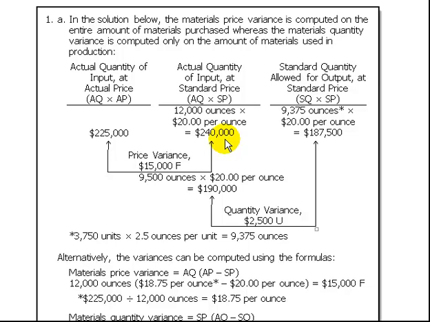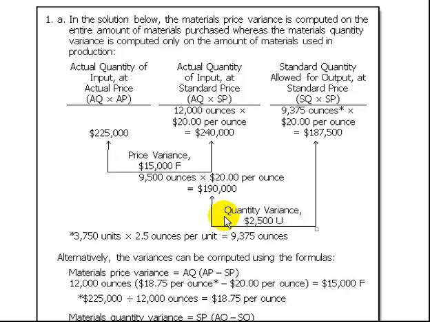So the actual quantity input times the standard price would have been 240,000. We compare that with the 225,000 that we actually paid, right? We actually purchased, and we've got a 15,000 favorable variance. Okay? Then when we go to compute the material variance, or excuse me, the quantity variance for material, we don't consider what we purchased, we consider what we used in production, right?